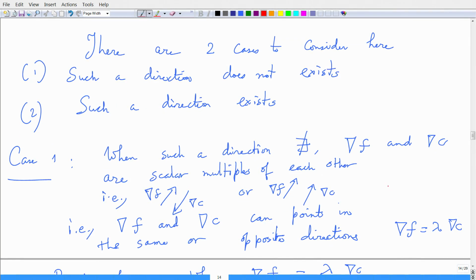Now there are two cases to consider here. The first case is such a direction does not exist, or exists, because we want a single direction. We do not want multiple directions that can confuse the algorithm, because we want a unique direction that we want to take. So in one case such a direction does not exist, and the other case is such a direction exists.